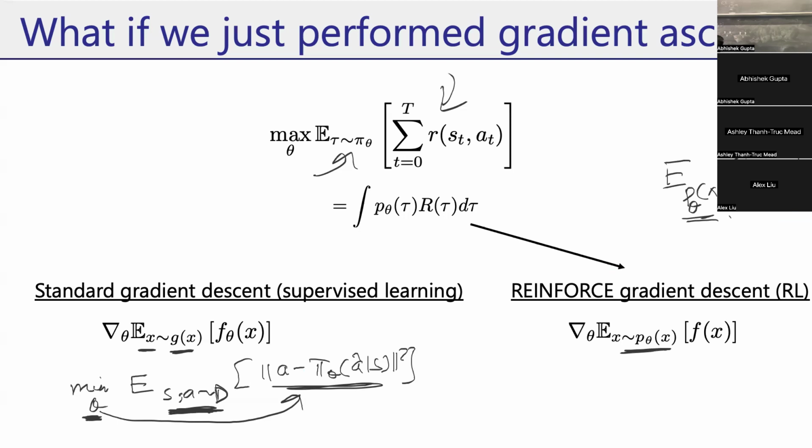So the thing underneath the E is going to be the thing that is dependent on theta, not the thing inside. The thing inside is your reward, and the thing that is in your expectation is your probability of generating a trajectory.